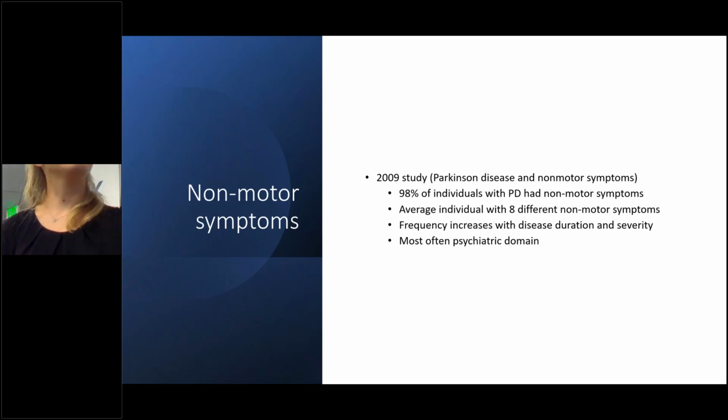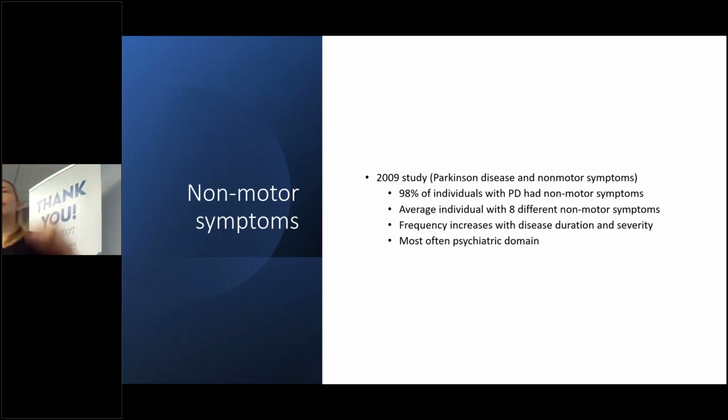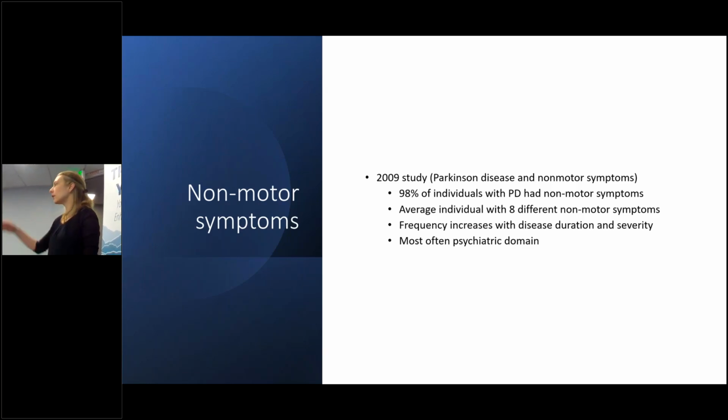All right, so here's the take home on this one. 98% of people who have Parkinson's have a non-motor symptom. I want to meet those 2% that don't. I'll find them. And then the average individual has 8 different non-motor symptoms. So make sure that you're thinking about these, because if you don't feel comfortable talking about non-motor symptoms with your doctor, you should find a person who you can talk to about those non-motor symptoms.